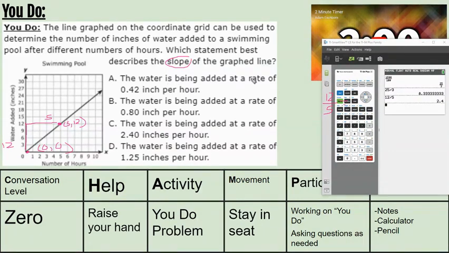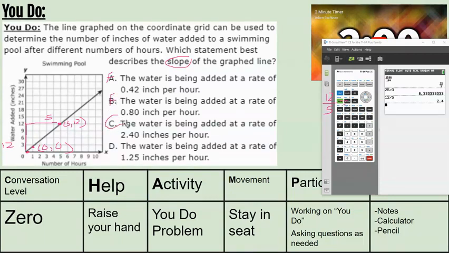So the water is being added at a rate of 0.42 inches per hour. That's not true because we discovered it's going to be 2.4 inches per hour. So that's incorrect because if I look at 1, it's going to be close to around 2.4. And that's another way you can do it. You can look at 1 and see what is 1 at. So that's false. This says 0.8 per hour, and we see we're closer to 2, so that's false.